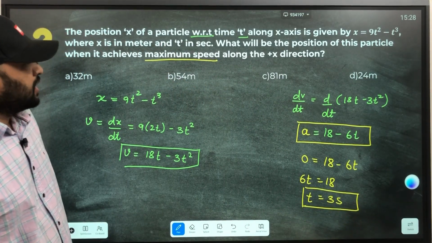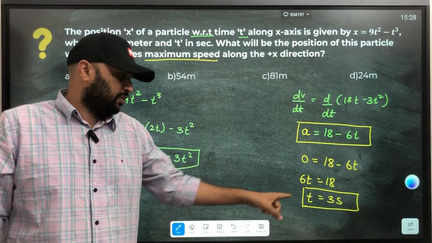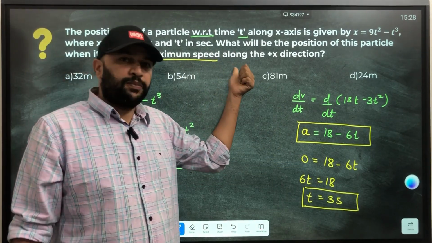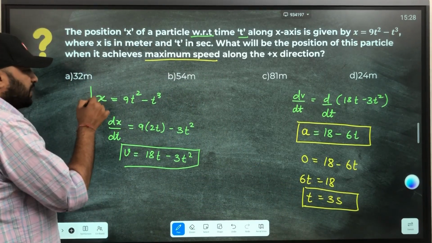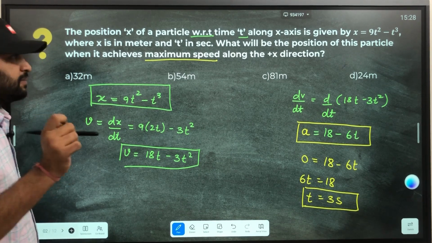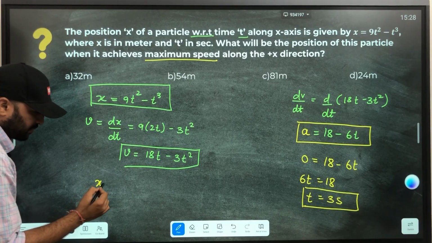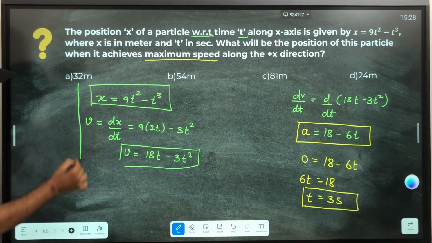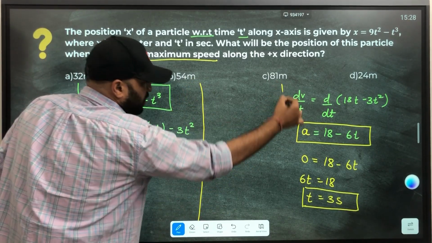But the question is asking what will be the position of this particle, not the time. So at t equal to 3 seconds, the particle had maximum speed. Now that we got the time, let's substitute back into our x value. If we substitute into x, we get the position of the particle at maximum speed. Let me solve it in between.